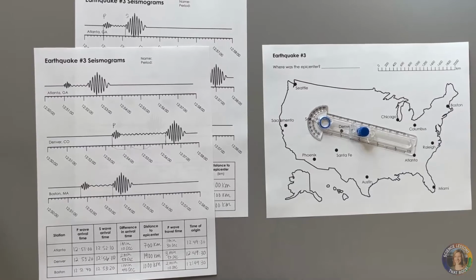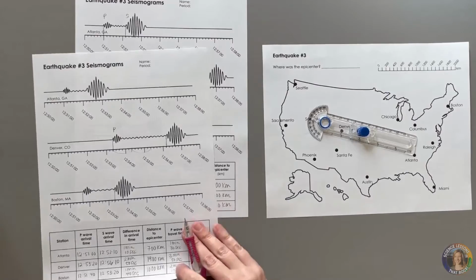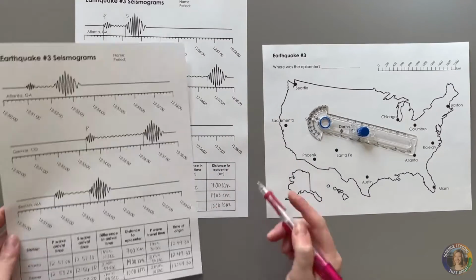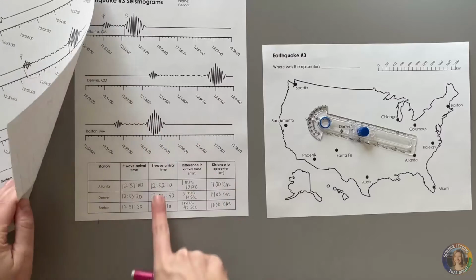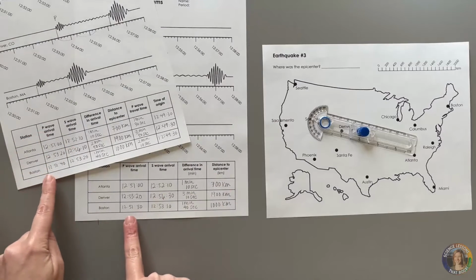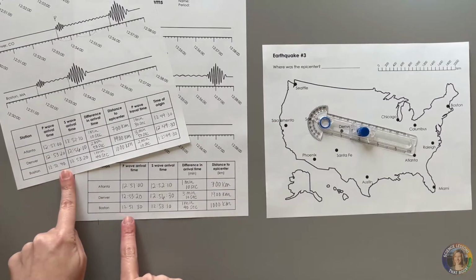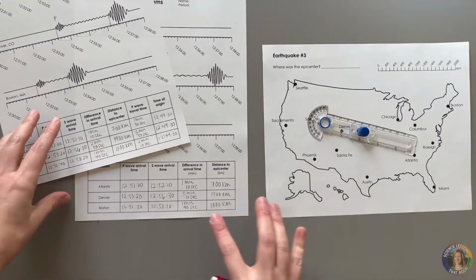Okay, I want to point out that whichever version you use, students should be getting the same distance to the epicenter. The times might be slightly off. So you might notice that this one showed up at 12:51:40. This was 12:51:30. That's just because the graphs aren't identical.